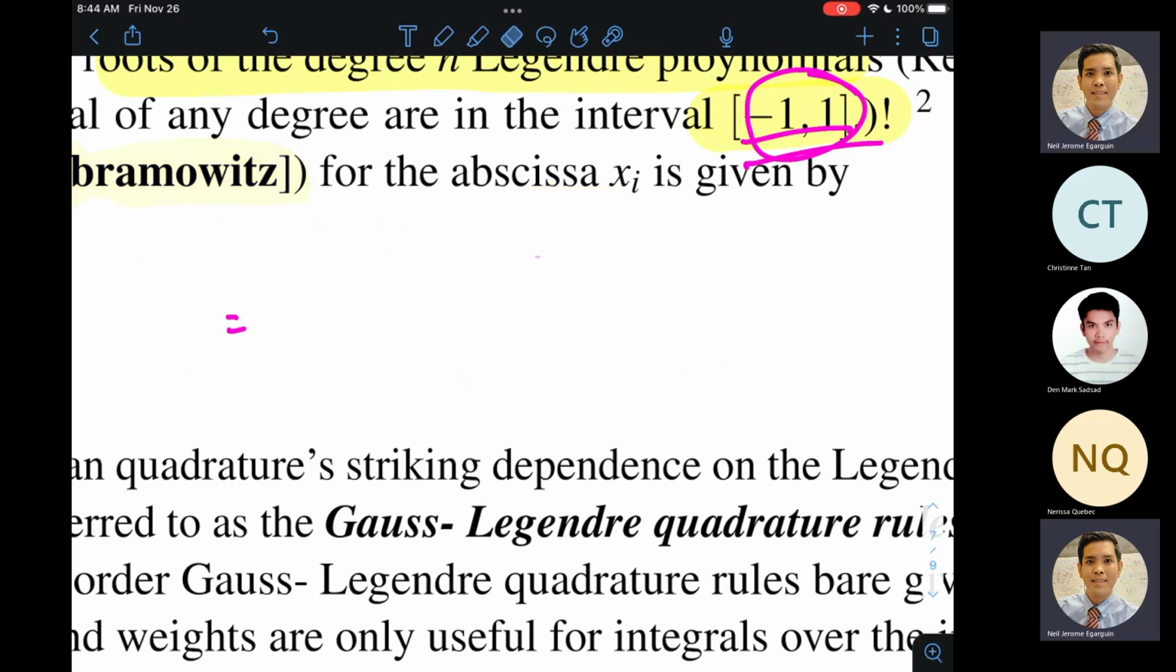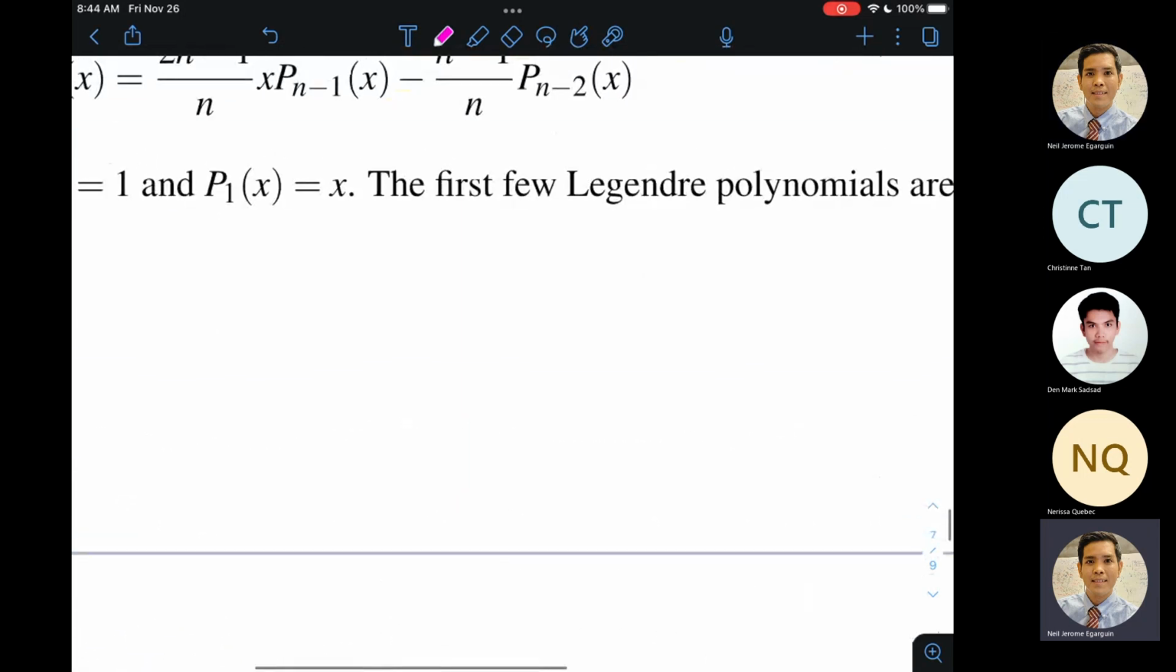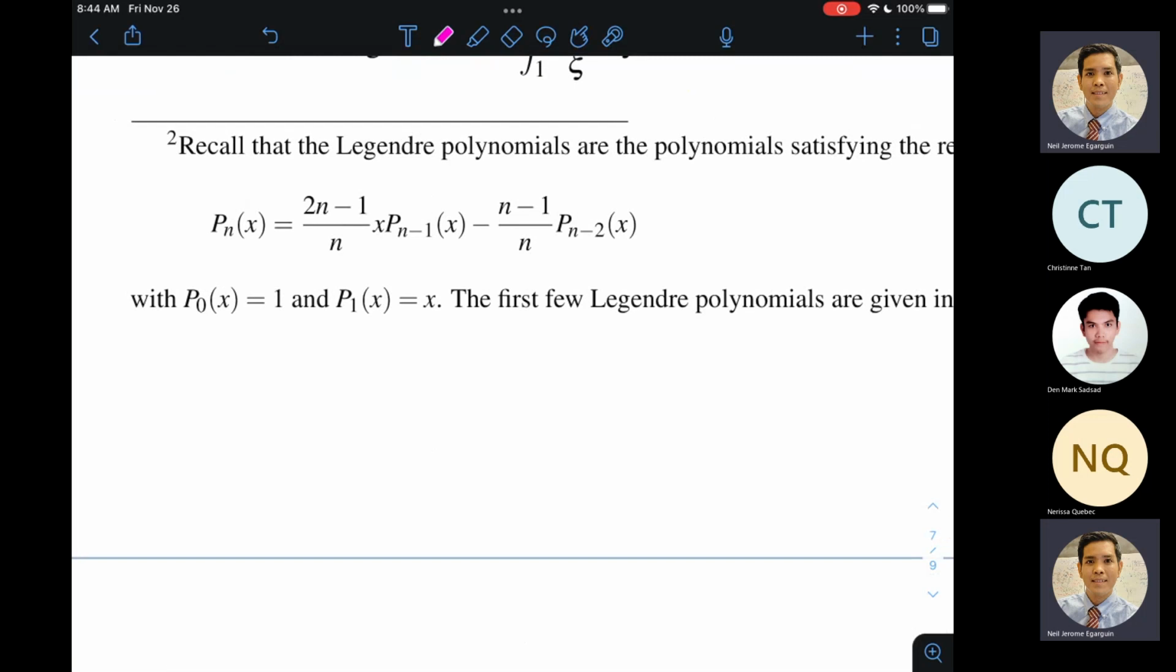Now, let's look at the case for 2 points. For 2 points, let's look at the degree 2 Legendre polynomial. Down here is the recursion formula for the Legendre polynomials. So an alternative way to derive the 2-point Gaussian quadrature formula that we derived last time is by using the roots of the degree 2 Legendre polynomial.